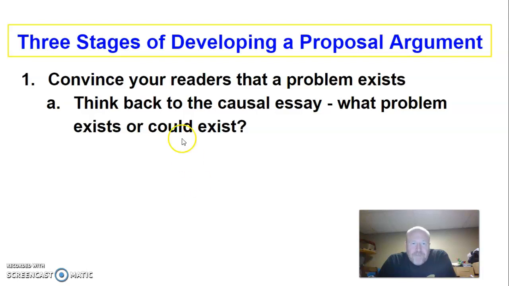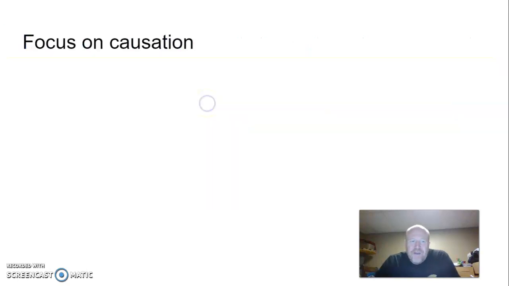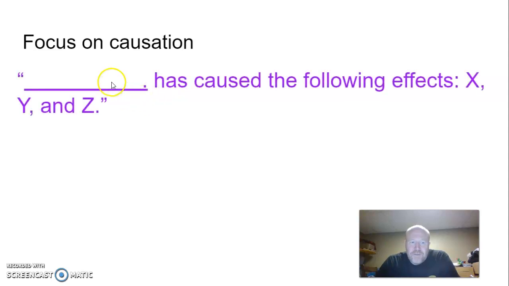So how am I going to do this? Convince your readers that a problem exists. And this is what I'm saying: think back to your causal essay. What problem exists or could exist? If you focused on the causation, this has caused the following 3 effects.